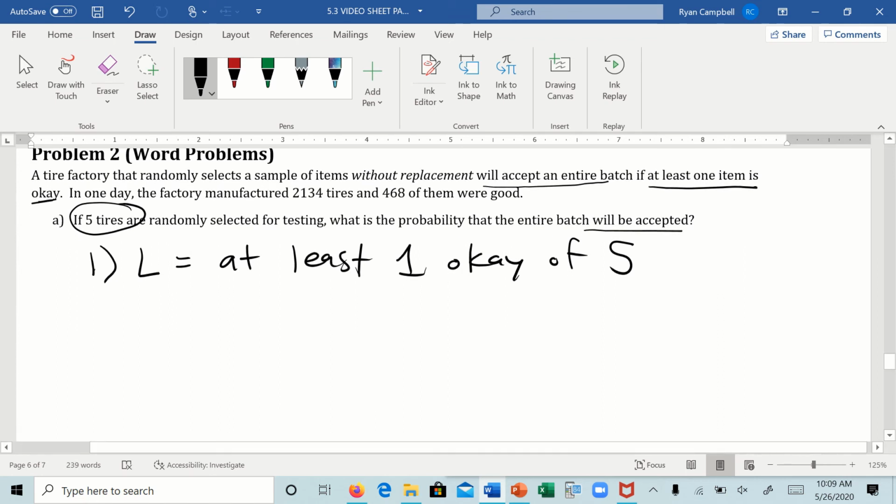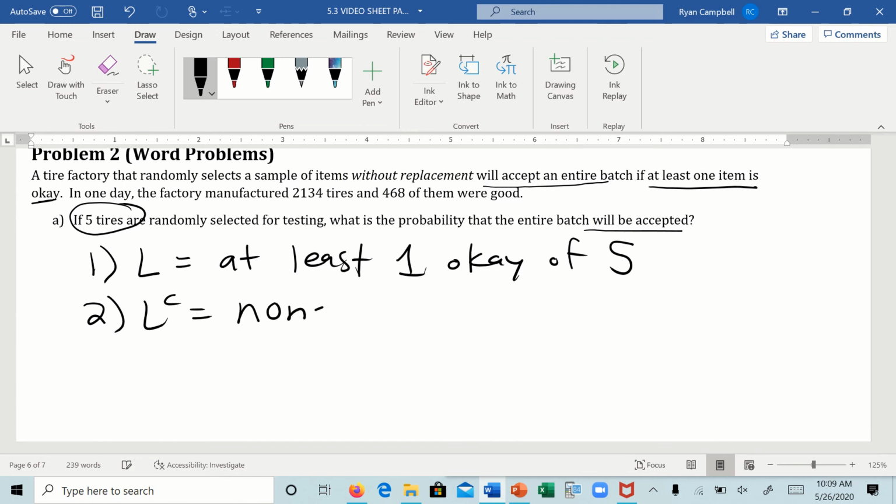So a 5. Number 2, LC, the complement. So at least one is okay. The opposite would be that none are okay of 5. So what would that mean? All of them are defective. Or we can say bad if that makes it easier, just less words to write. So all 5 are bad.